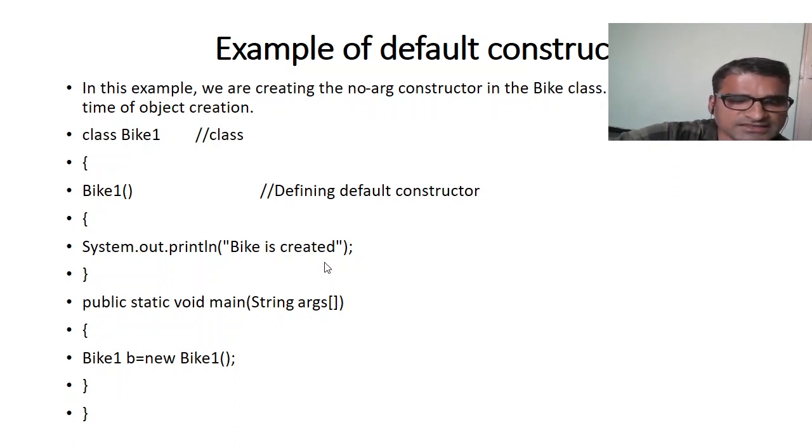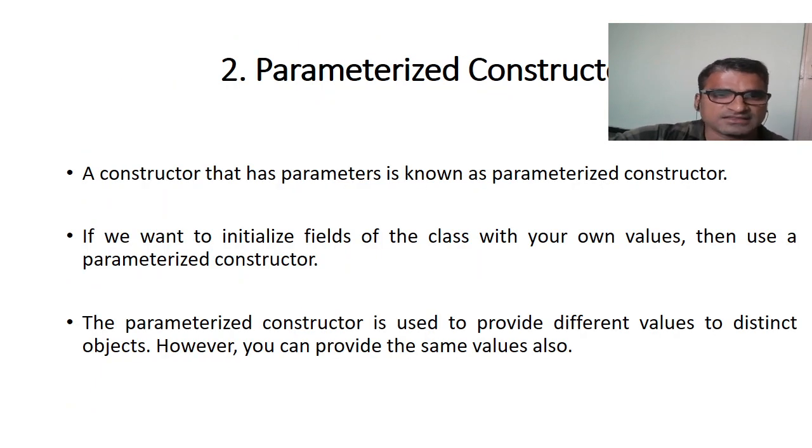Why? Because it doesn't have any other things to display. So that's why I said a default constructor is a constructor which doesn't contain any parameters. So let's study the other type of constructor, which is known as the parameterized constructor. It is the opposite of the default constructor.